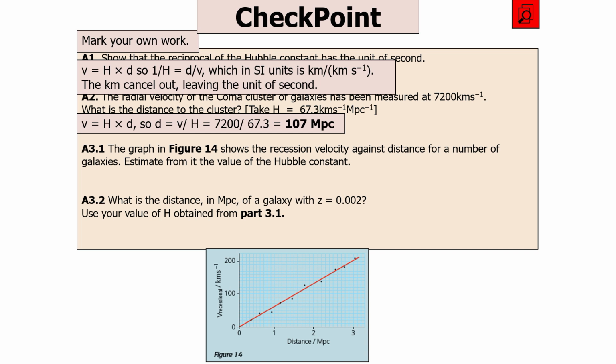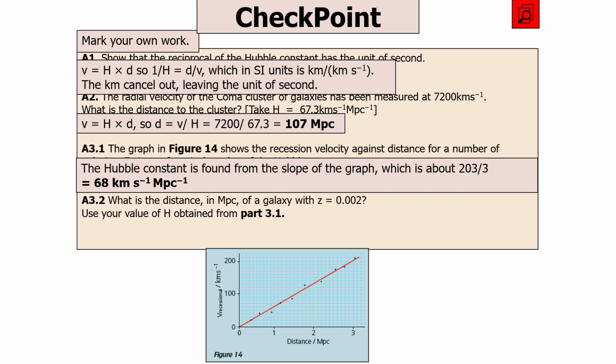Now in the next question, you'll see that you've got the recession velocity on the y and the distance on the x, so therefore the Hubble constant will be the gradient of your line. So it's about 203 was the change in y divided by 3, the change in x, so we get 68 kilometers per second per megaparsec.